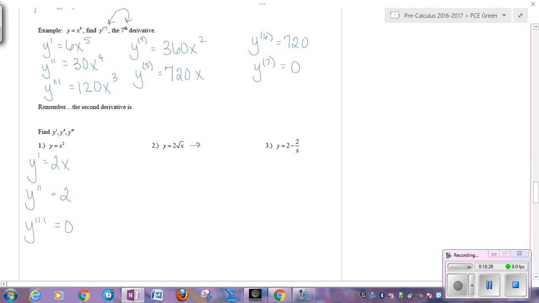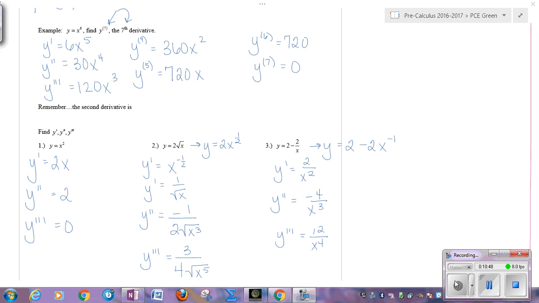So before you start this next one on your own, try rewriting it as 2 times x to the 1/2. That may help. And I'll give you a hint for number 3 too. Rewrite that as y equals 2 minus 2x to the negative 1. Okay. So I want you to find me the first, second, and third derivatives for each one of those.